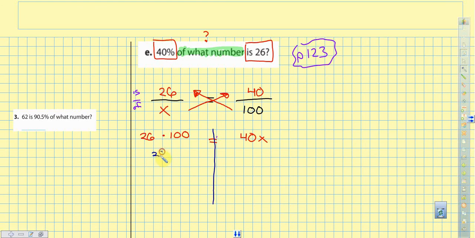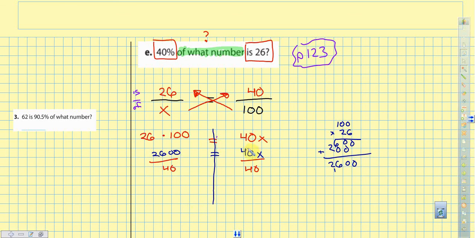26 times 100. Now, I'm going to do the trick with the zeros. This will be 2600. But if you're not sure, go ahead, multiply it out. You get 0, 0, 6, 0, 0, 2. Add them up. 2600 equals 40x. Okay, so now what we're going to do is divide. If you guessed that correctly, then you are right. We're going to divide 40 on both sides.